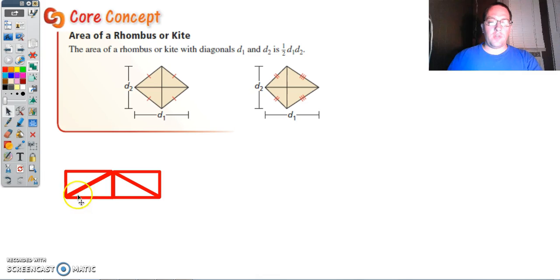The length of this rectangle is equal to the first diagonal. However, the width of the rectangle is only half of the second diagonal. Was this long? No, it's that long. It's half the second diagonal. So it's 1/2 the first diagonal times the second diagonal, and that is how you get the area of either a rhombus or a kite.